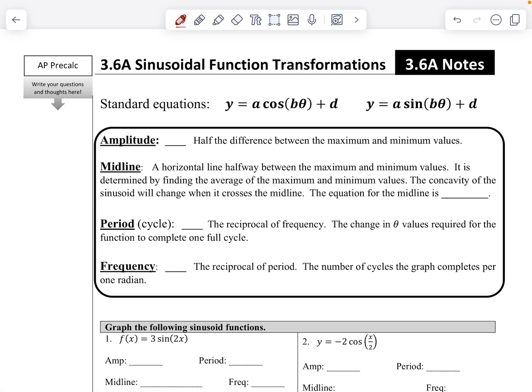and transformations. So as a reminder, yesterday we looked at the amplitude, that number out in front. So it's the absolute value of that number, and it's half the distance between the max and mins. But today we're going to do a shift.